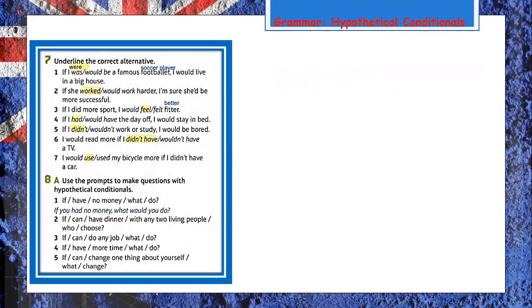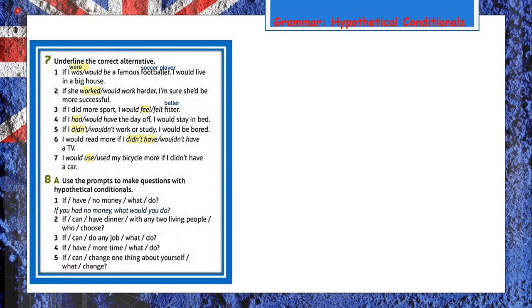Now in exercise 7, you need to underline the correct alternative. Example 1, if I were a famous soccer player, I would live in a big house. Number 2, if she worked harder, I'm sure she'd be more successful. 3, if I did more sport, I would feel better. Number 4, if I had the day off, I would stay in bed. 5, if I didn't work or study, I would be bored. And 6, I would read more if I didn't have a TV. 7, I would use my bicycle more if I didn't have a car.